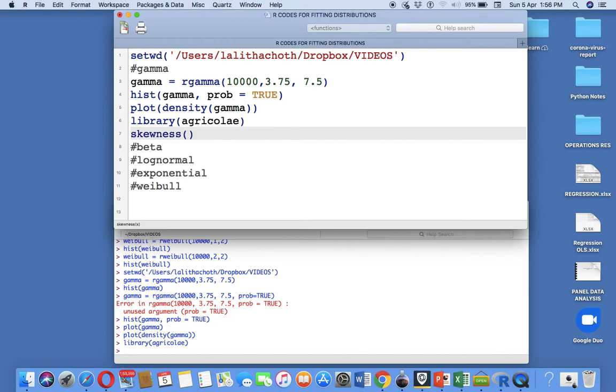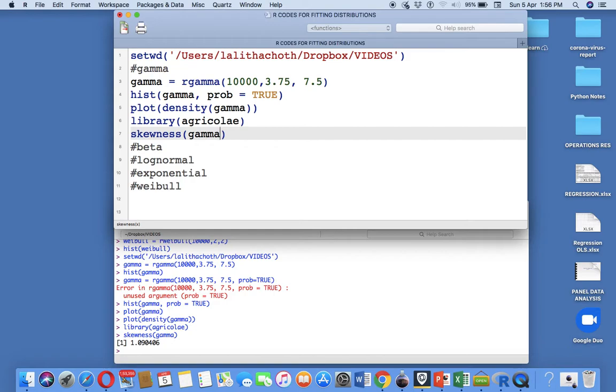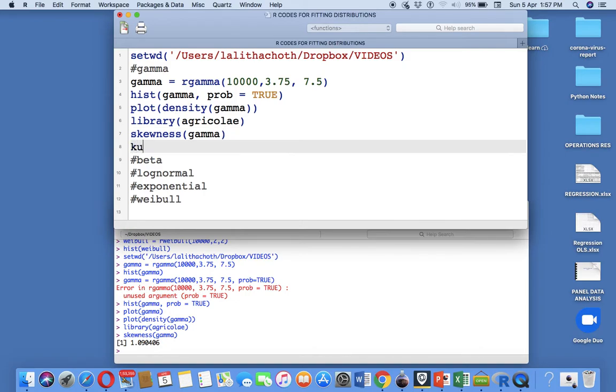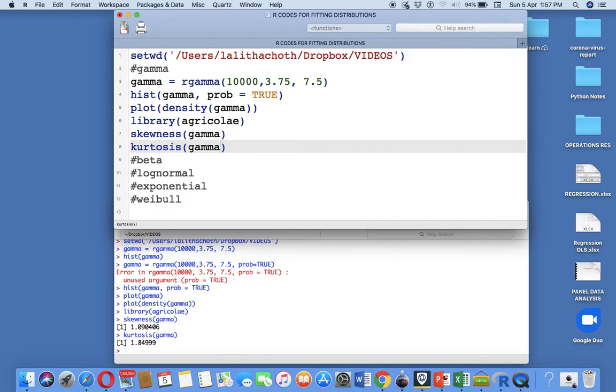Skewness, and you'll ask for gamma. Right? So you get a skewness of 1. Therefore, it is not a normal distribution. Skewness should be 0. And let us also look at kurtosis. It is 1.8. So it's not a normal distribution, as we already know, just a kind of confirmation as to what the distribution would be.